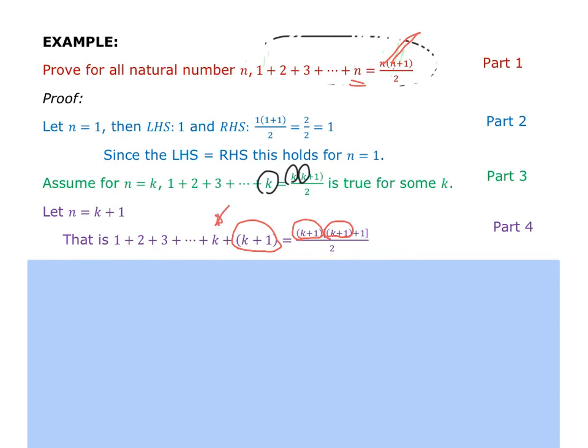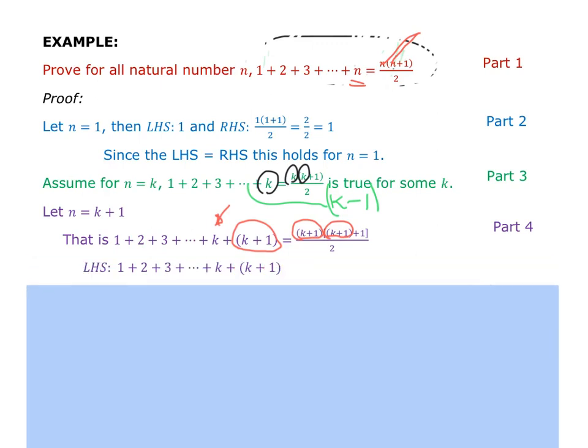Now I didn't do that on my part 3. I could have done that. I could have just squeezed in right here if I wanted to. I could have squeezed in k minus 1, so I'd have gotten the term prior to it. But we're assuming that's true for some k. What we're trying to prove now is that this is true for some k plus 1.